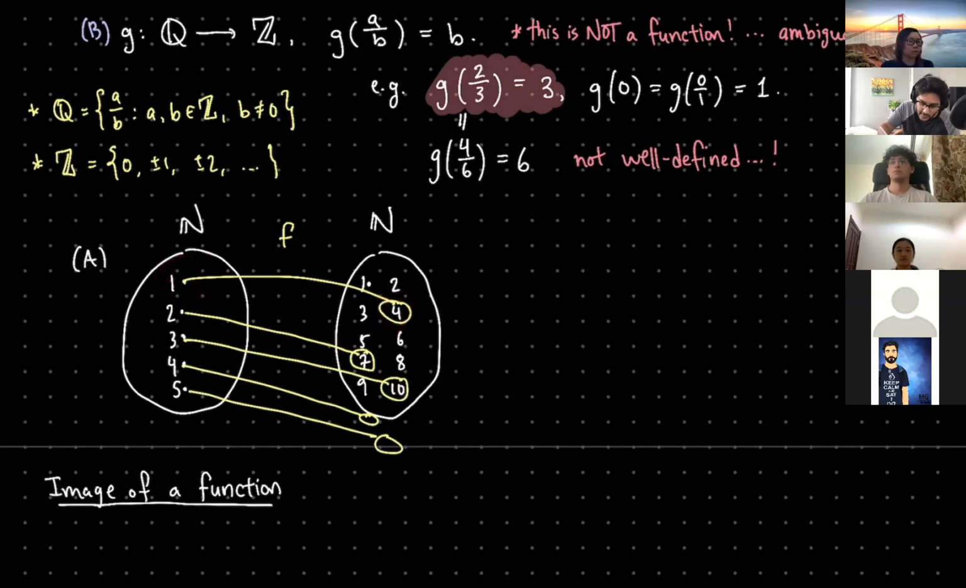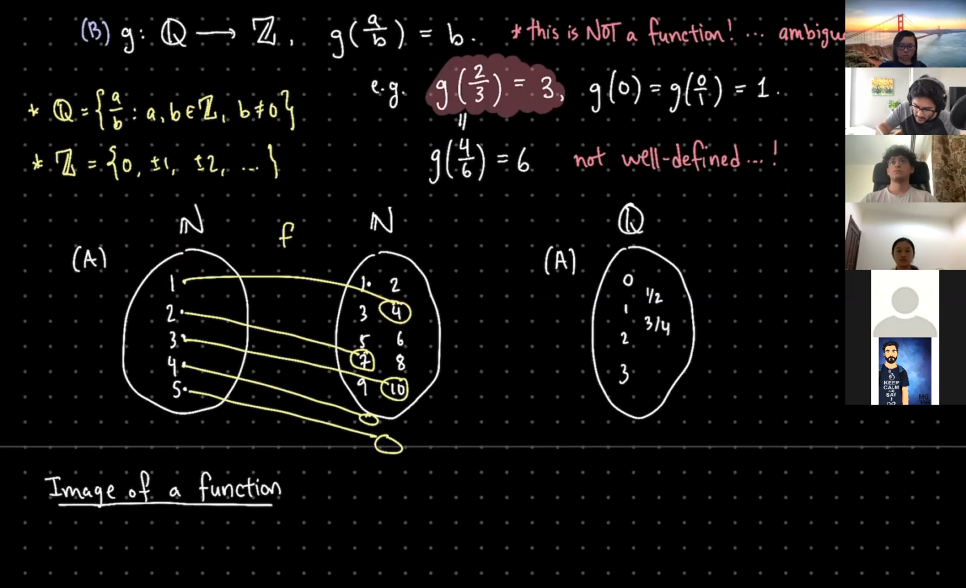Now let me give you the other example, B. Here's the set of rational numbers. So maybe I'll put a 0, 1, 2, 3 in it, but also a half. Also 3/4. Also 4/3. Yeah, sure, that's fine. And here's the set of integers: 1, 2, 3, 4, 5, and so on.